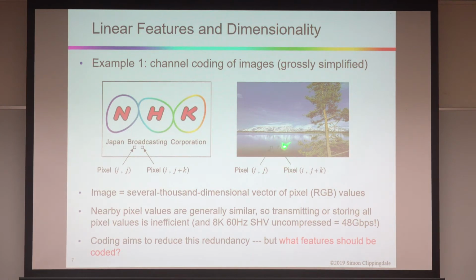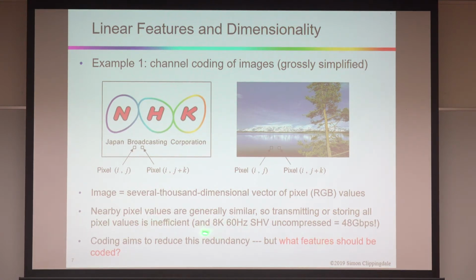Similarly here, you've got two pixels close together. You could guess that the RGB value's pretty similar, maybe not identical for a natural image. But so we regard images as a several thousand dimensional vector of pixel values. Nearby pixels, because they're generally similar, transmitting all the pixel values independently is kind of a waste of bits.